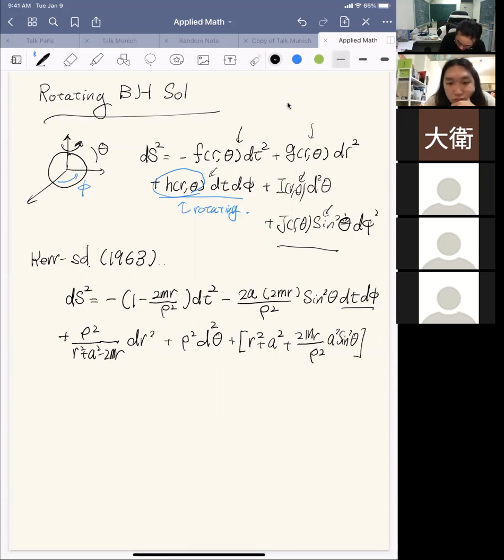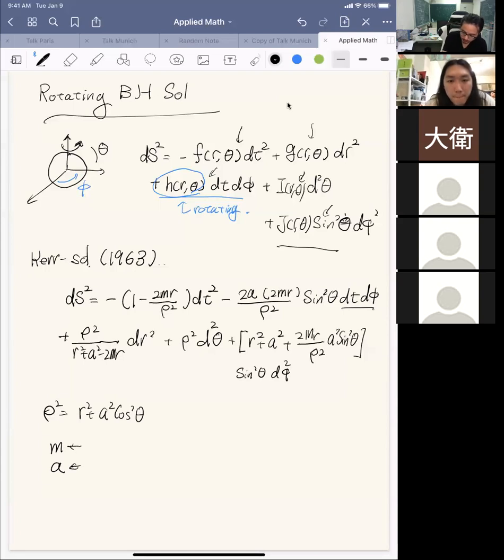And then this is the sin theta d phi squared. Okay, so there's a few things that we need to write down. So first of all, this r squared is just r squared plus a squared cos theta. And importantly, this solution is characterized by two constants. One is of course our m, and the other is a.